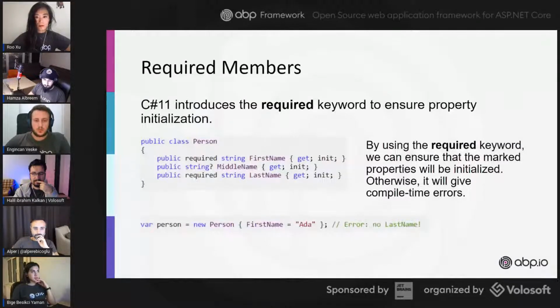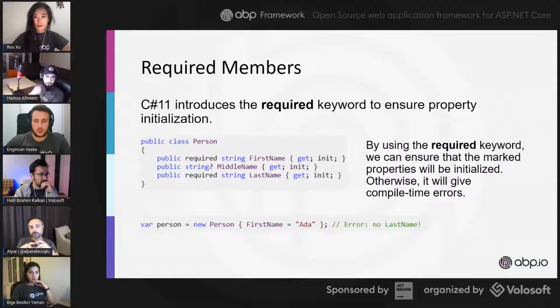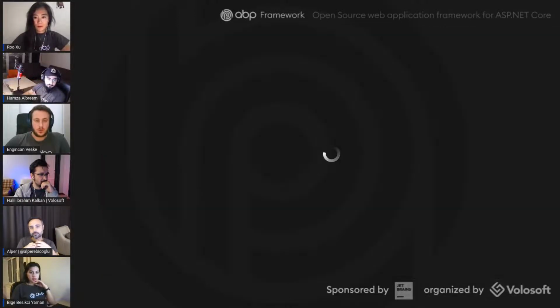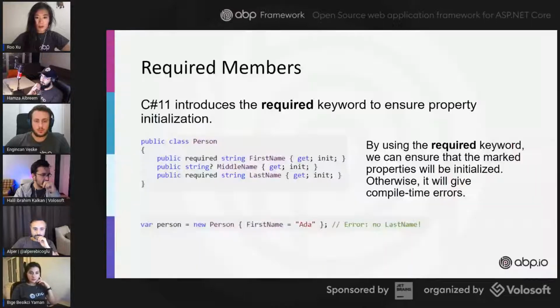C# 11 introduces a new keyword named required to ensure property initialization while creating an object. We just need to add the required keyword before the property type, and that's it. Then we can ensure the required properties will be initialized while we're creating an object. Otherwise, it will give compile time errors, and we need to fix it before compiling and running our application.